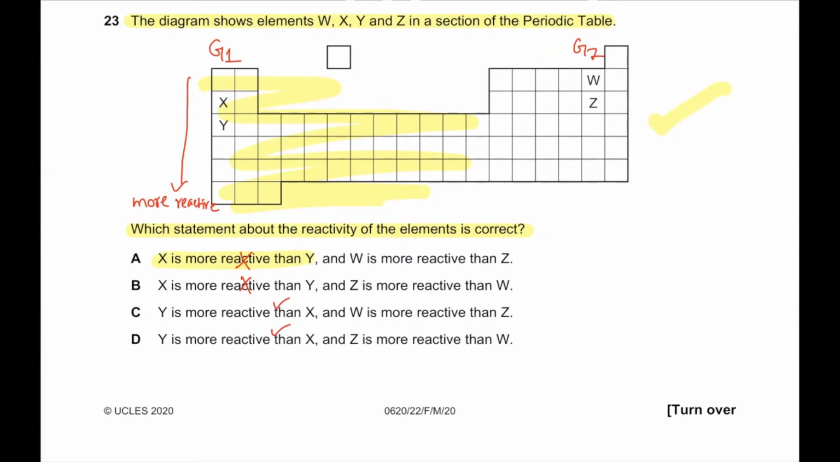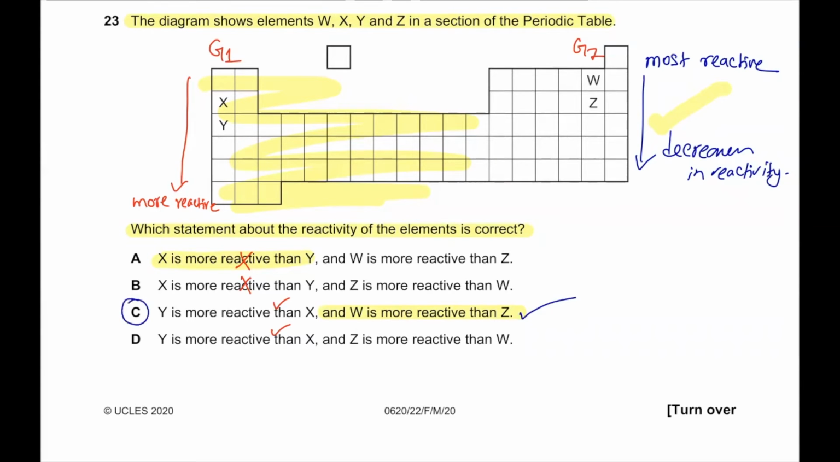For C, W is more reactive than Z. We know that in group 7, the most reactive is at the top and reactivity decreases down the group. So obviously W is more reactive than Z. This is also a correct statement. So 23C is the correct answer.